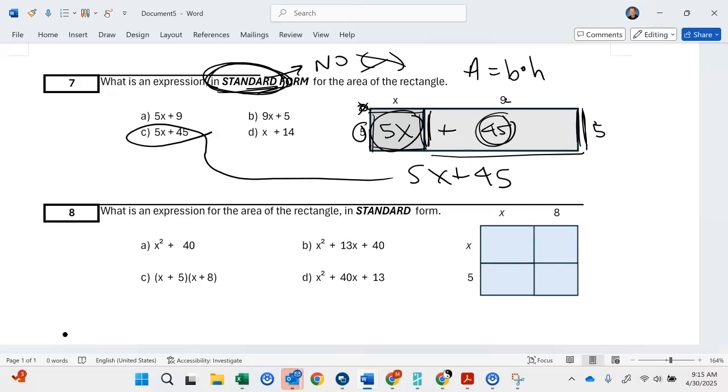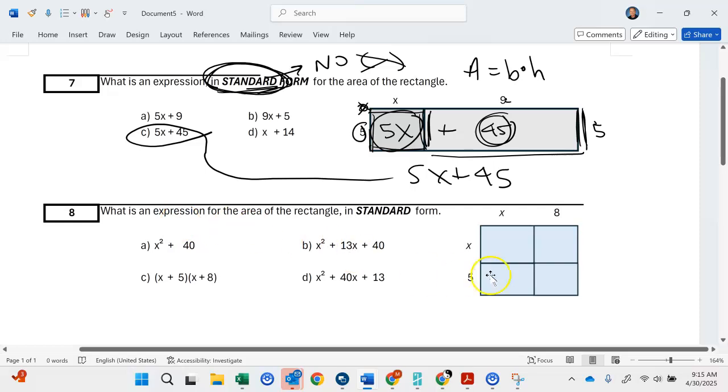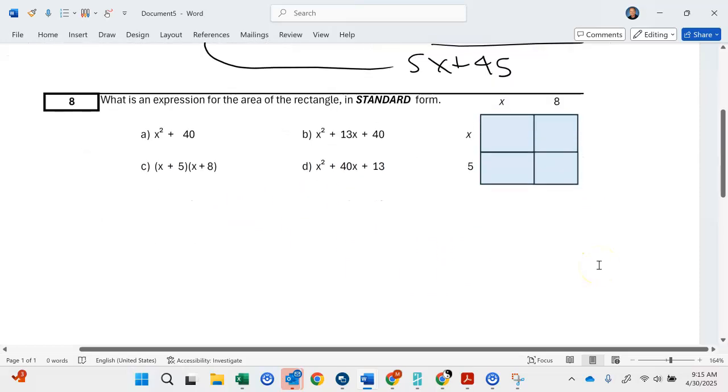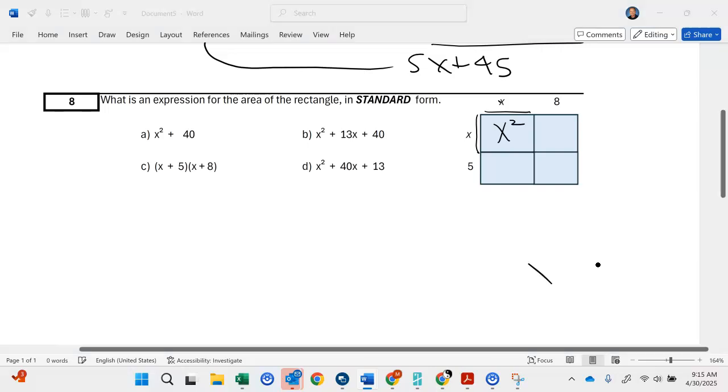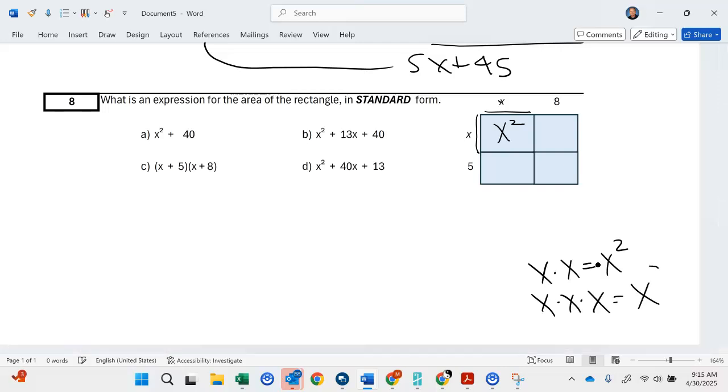Okay, so now let's see if we get something that has 4 pieces. So we still do the same, each piece. We do this first piece, x times x. Remember, that's x squared. So always x times x equals x squared. If I have 3, 1, 2, 3, that's x cubed. So we're multiplying, so it's x squared.